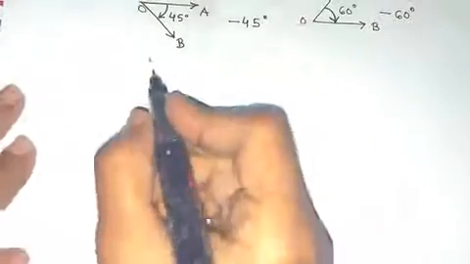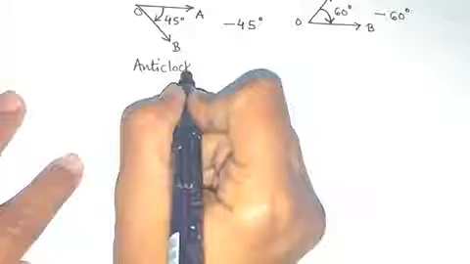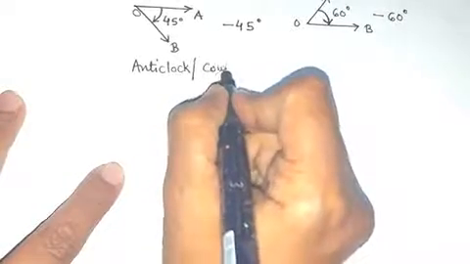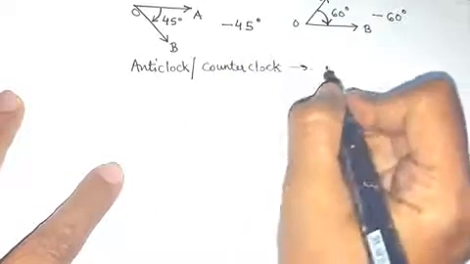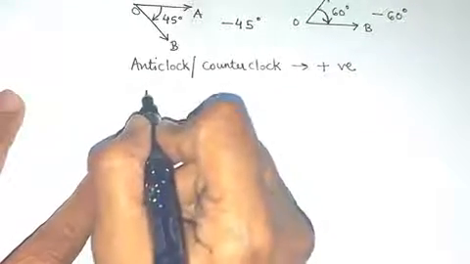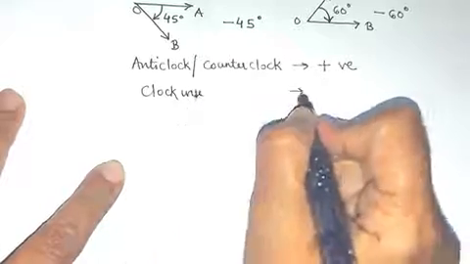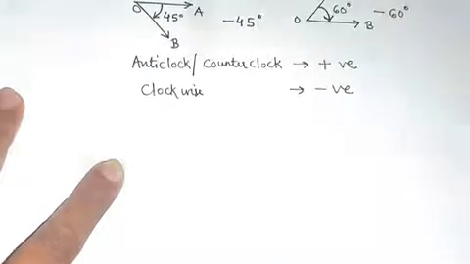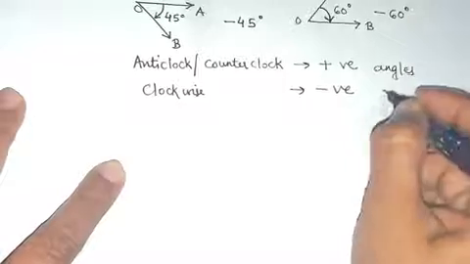So the summary point is: anti-clockwise angles, which are also called counter-clockwise angles, are dealt as positive angles, whereas clockwise angles are measured or indicated as negative angles. So you may note down these 2 points.